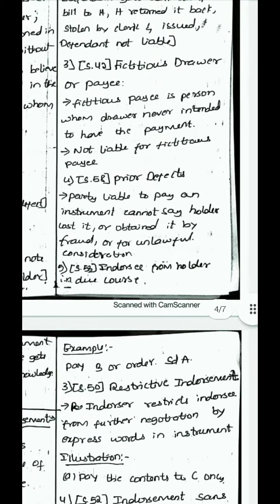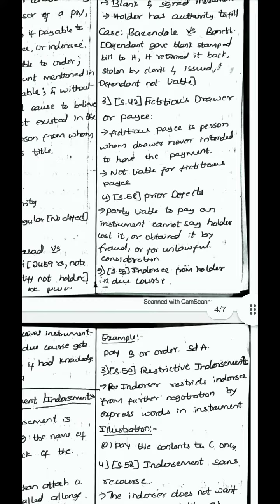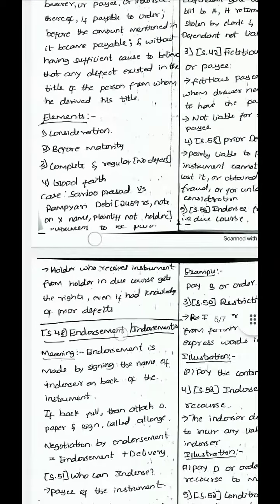Endorsement from holder in due course. So if someone obtained this instrument from a holder in due course, who was already a holder in due course, and he gave it to some other person, then all the rights will be transferred to that person. So these are the rights and privileges of a holder in due course.